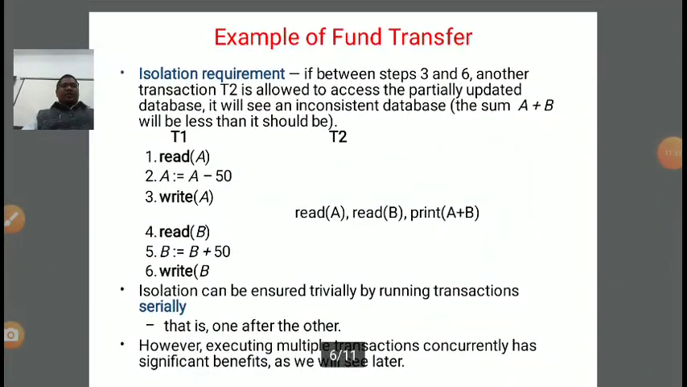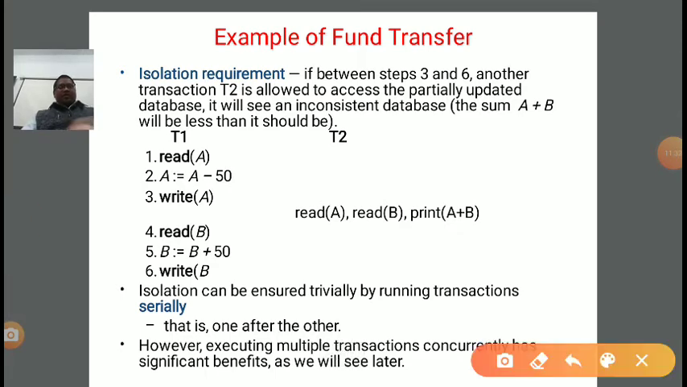Next is an example of fund transfer isolation requirement. Isolation requirement means, suppose two transactions are happening in parallel, and if they are influencing each other, then the database can go into an inconsistent state. So we need to maintain the isolation property of the transaction, which means the operation of one transaction should not influence the values of another transaction which is happening in a parallel or concurrent manner, right?